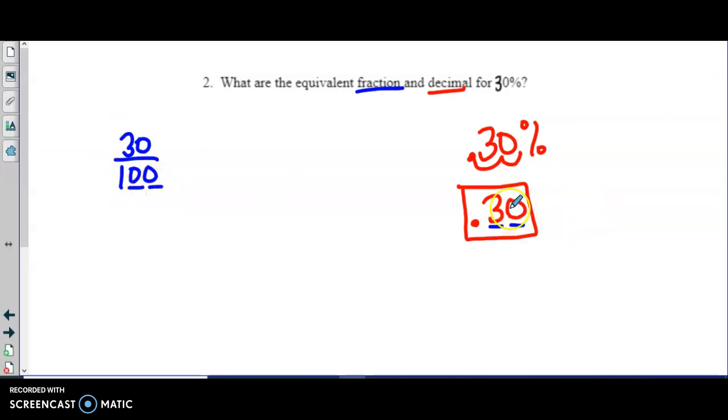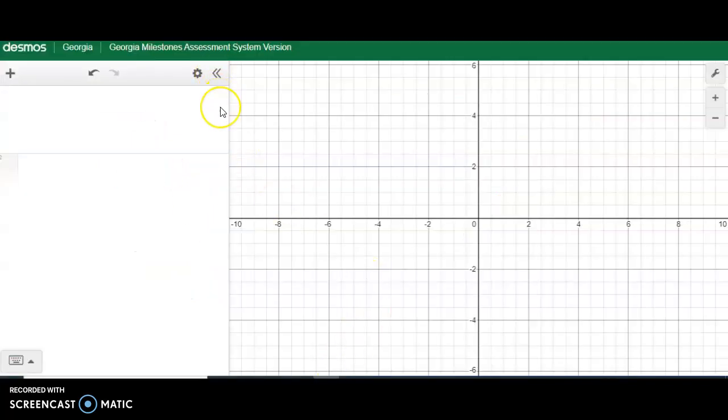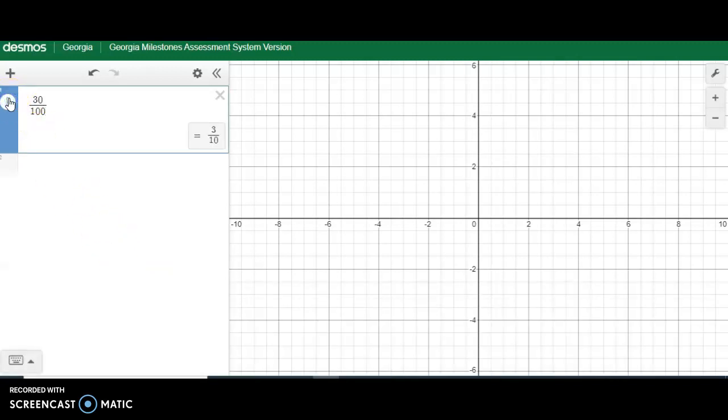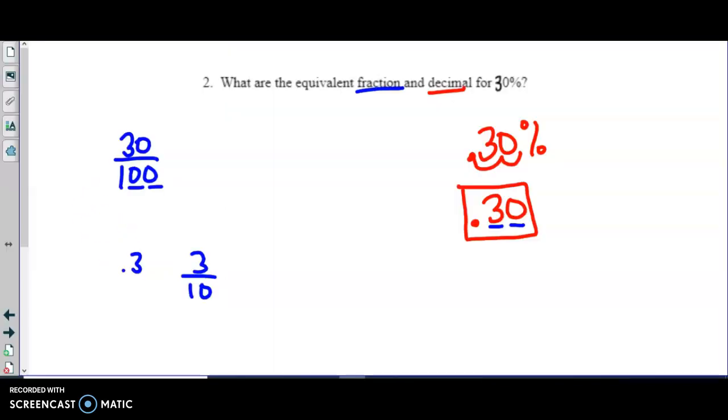Now, if you had dropped that 0 and you just had 0.3, then you would write 3 over 10. You would just want the 1 0. But I'll show you that if you do 30 over 100 to begin with, it will reduce to the same thing. So if we type in 30 divided by 100, and then we change that back to the most reduced fraction, it is 3/10.